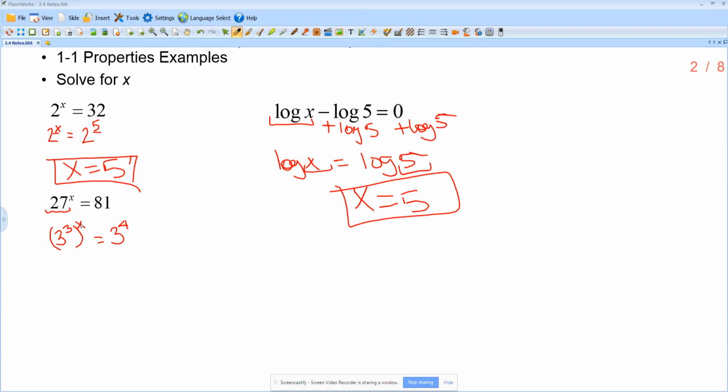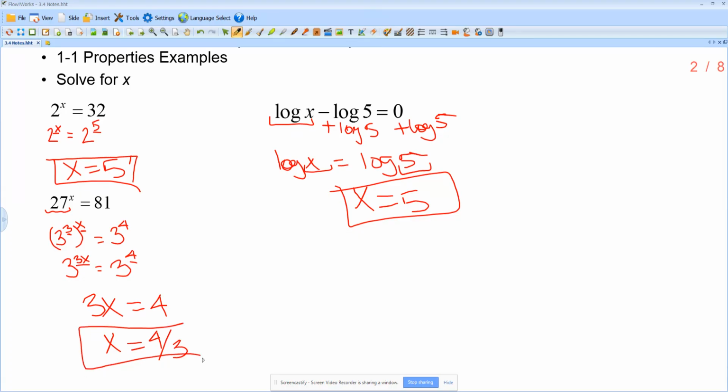When you're looking at this 3 cubed to the power of x, keep in mind that when you have an exponent raised to an exponent, you multiply those two. So this is 3 to the 3x equals 3 to the 4th. All I did again was rewrite 27 as 3 cubed, 81 as 3 to the 4th. Now, my one-to-one property allows me to say that the two exponents must be equal. 3x must be equal to 4. So x is equal to 4/3.